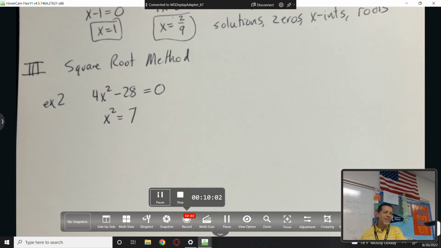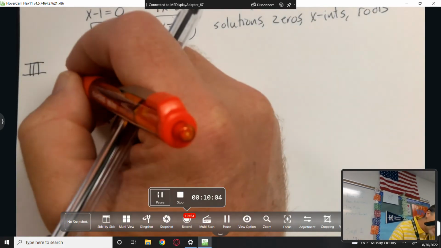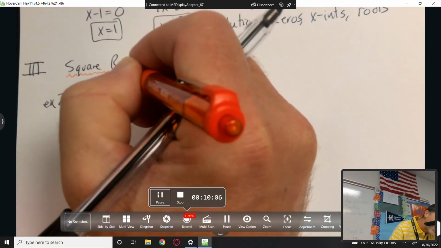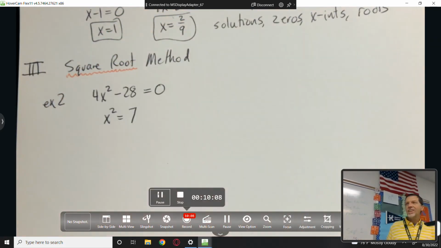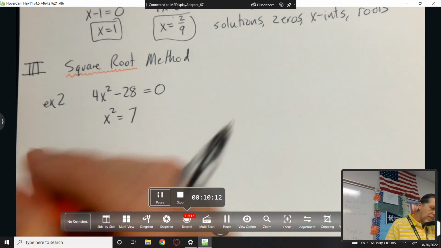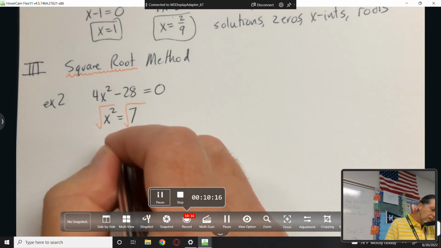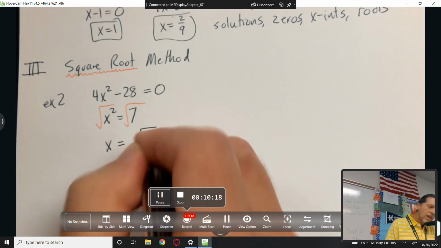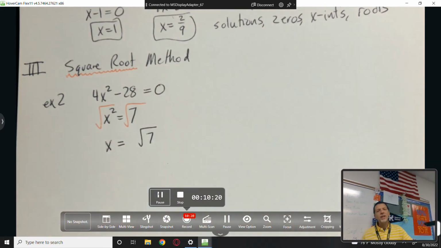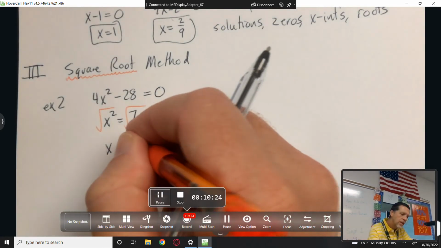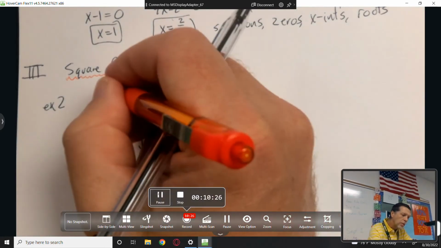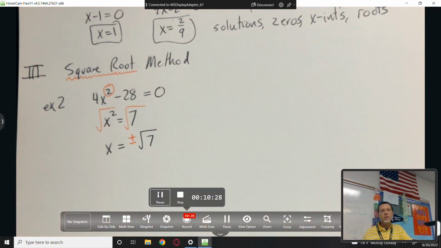And then, I don't know, take a wild guess. What do you think we do next if we're using the square root method? Square root both sides. There is one minor trick to the square root method, though. I didn't do it yet. Plus or minus. Remember that you got to have two answers. So the plus or minus gives you the two answers.